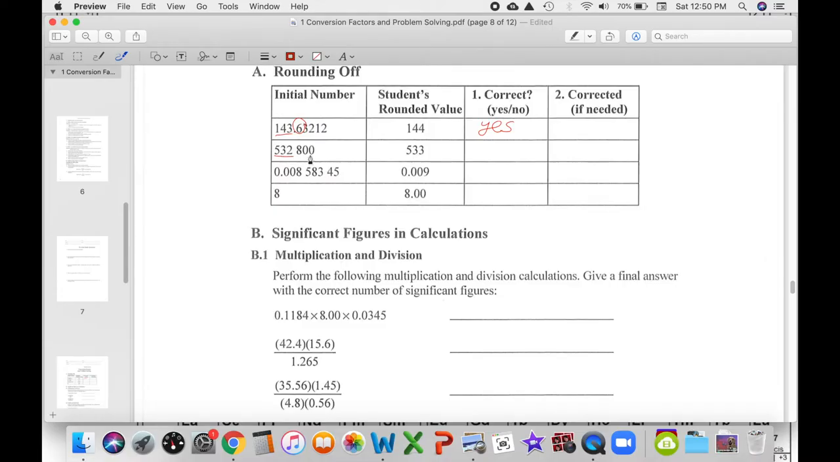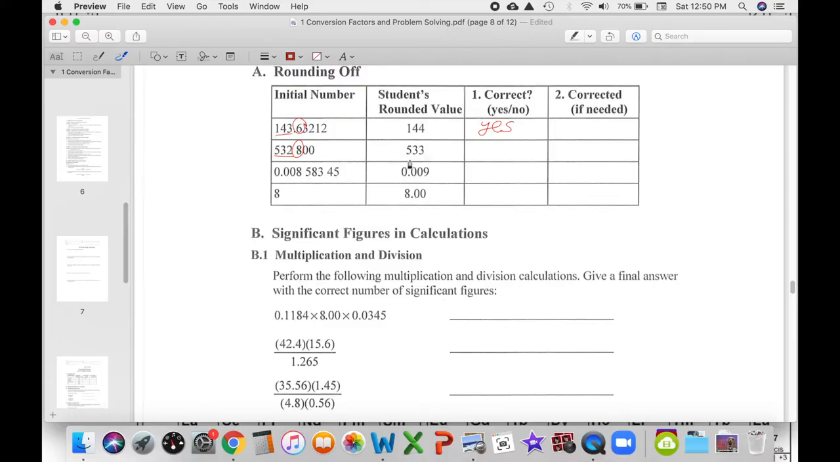Like those 3 digits are important. And then we look at that next digit, that 8, and we say, all right, we're going to have to round up because that's 5 or greater. So that 2 becomes a 3. Now, the student was thinking along those lines, and they wrote 533.